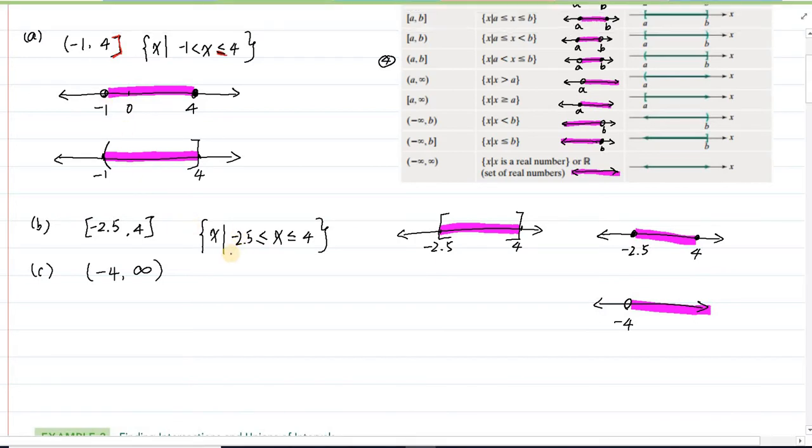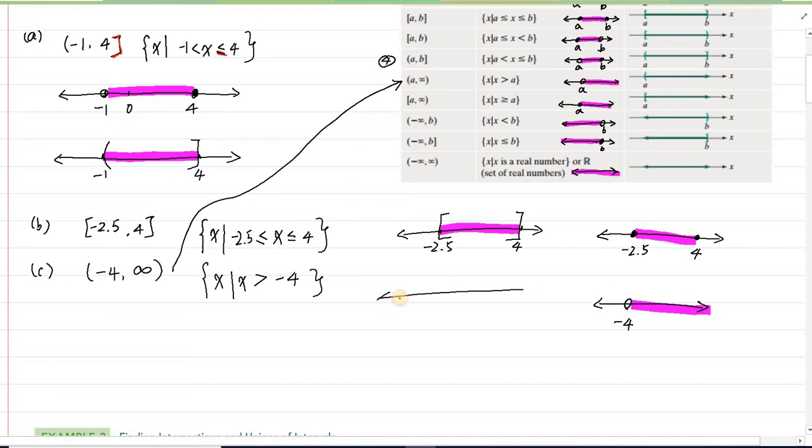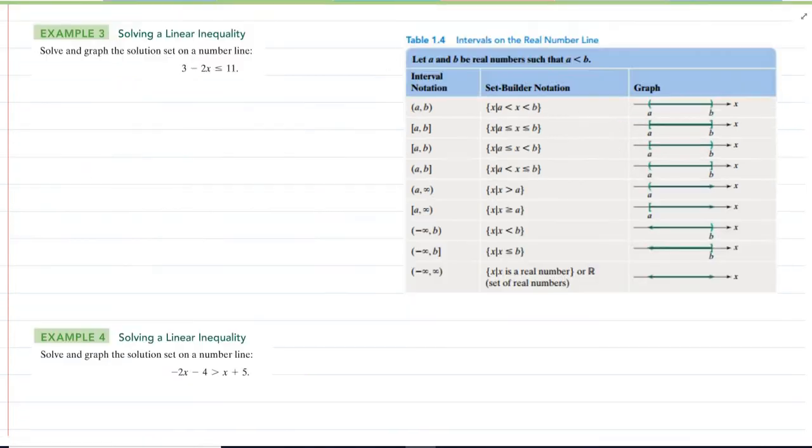And then if you match the table right here, we're going to have x is such that you have a number that's right here. So that means that x is greater than negative 4. Greater than negative 4. So this is straightforward here. We're going to have x is negative 4 and positive infinity. So that is how you draw it on the graph. I'm going to skip example 2.